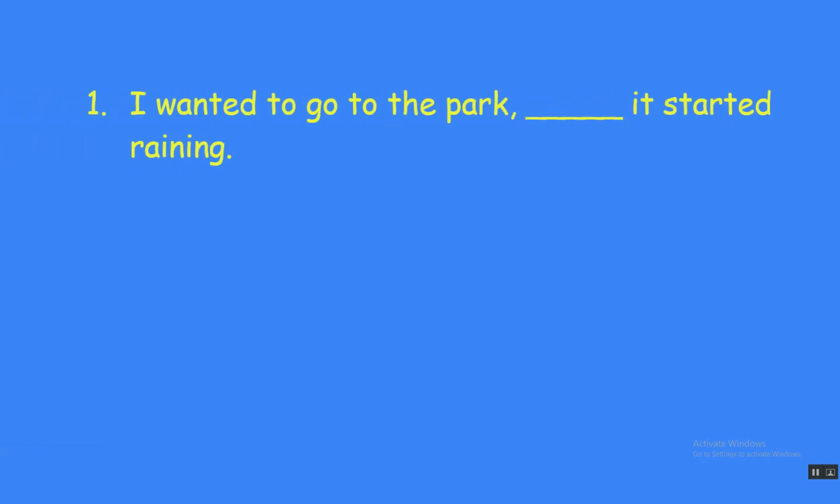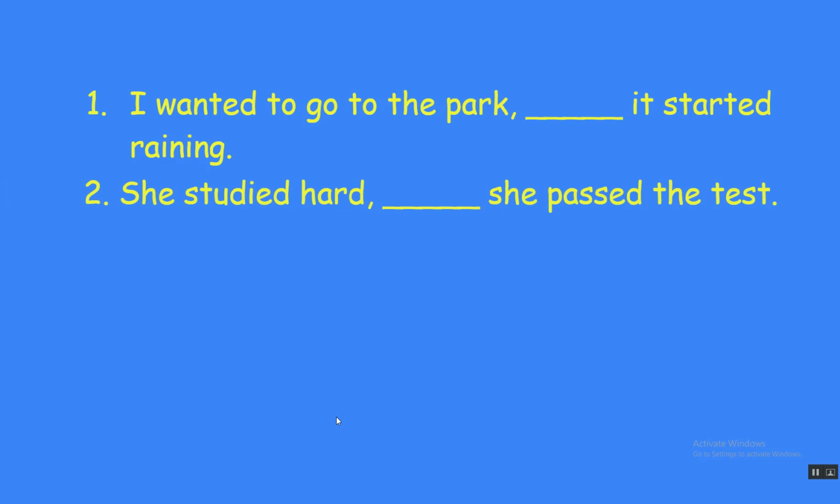Number 1. I started going to the park. It started raining. I wanted to go to the park. It started raining. Number 2. She studied hard. She passed the test.